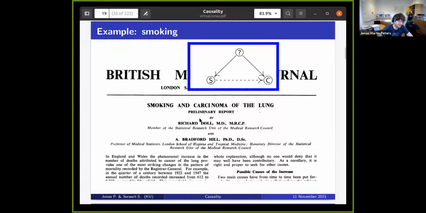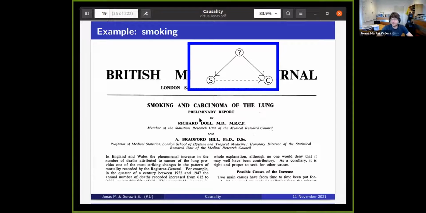And this is also done in this paper. So they said maybe age is a confounding factor. So maybe old people smoke and they also get lung cancer. So they adjusted for age. They also adjusted for socioeconomic status. They adjusted for many different covariates.